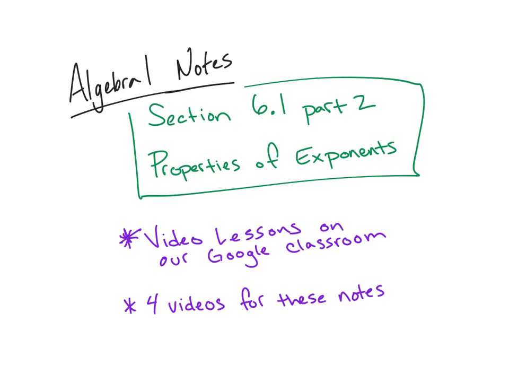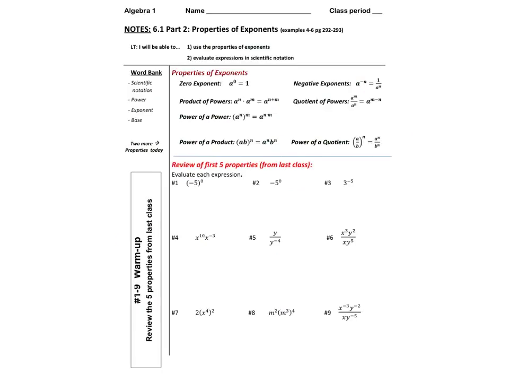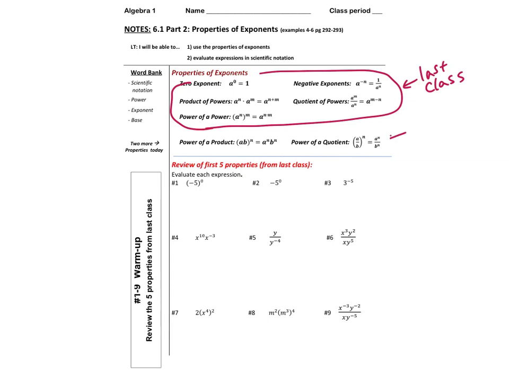All right, so first page, here we go. So you should have the handout, and it looks like this. Up here at the top, we've got a reminder of the different exponent properties. We did these last class. And after we do a warm-up over these using those concepts, these will be the new ones today.